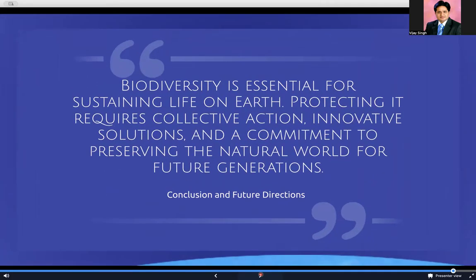So biodiversity is essential for sustaining life on Earth. Protecting it requires collective action, innovative solutions, and a commitment to preserving the natural world for future generations.